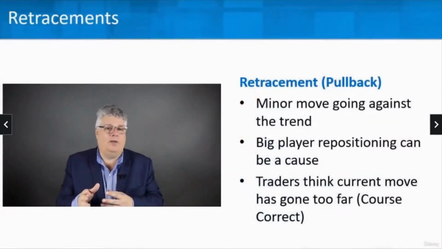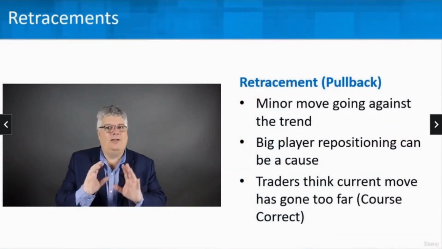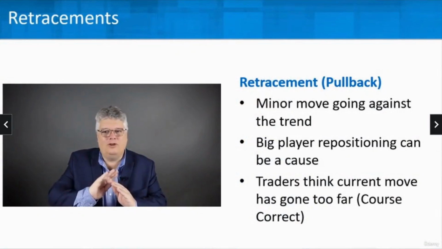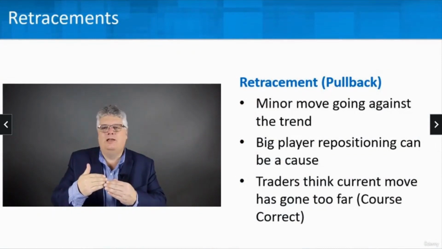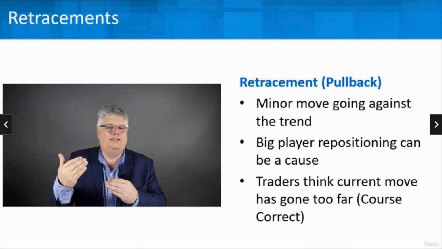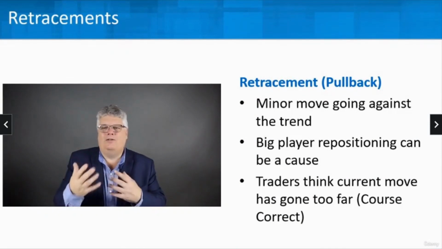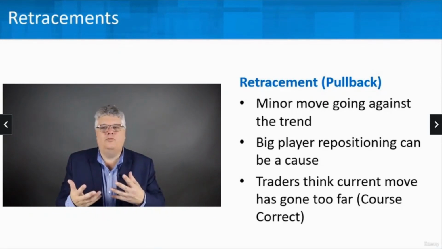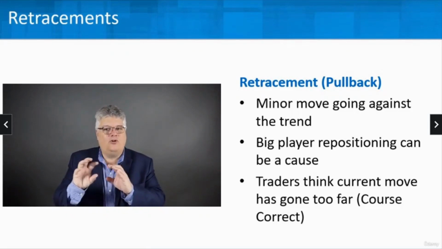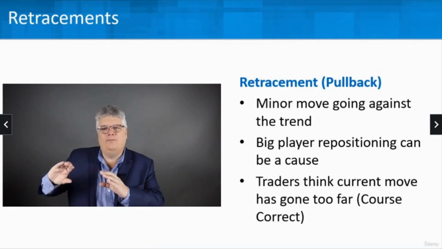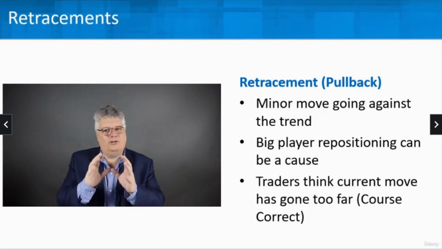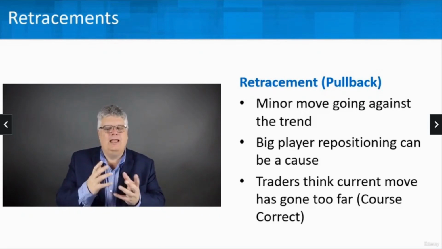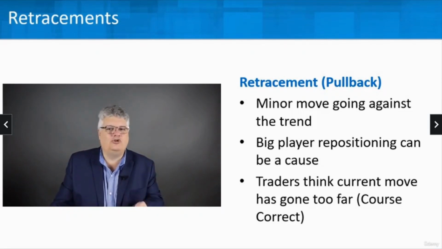In fact, we call those pullbacks retracements. The breakout is where it breaks out and now is forming a new type of trend. A retracement is where it breaks out a little bit, but it's a minor move going against the trend and then it's going to come back, like the big player repositioning. So if traders think a current move has gone too far, they might have a little course correction or a little pullback, but then the trend might come back up again. As we learn through the indicators, we're going to learn how to spot breakouts and retracements and how to use confirming things to see whether we're seeing a breakout or a retracement. Is it a true move or is it kind of a temporary false move?